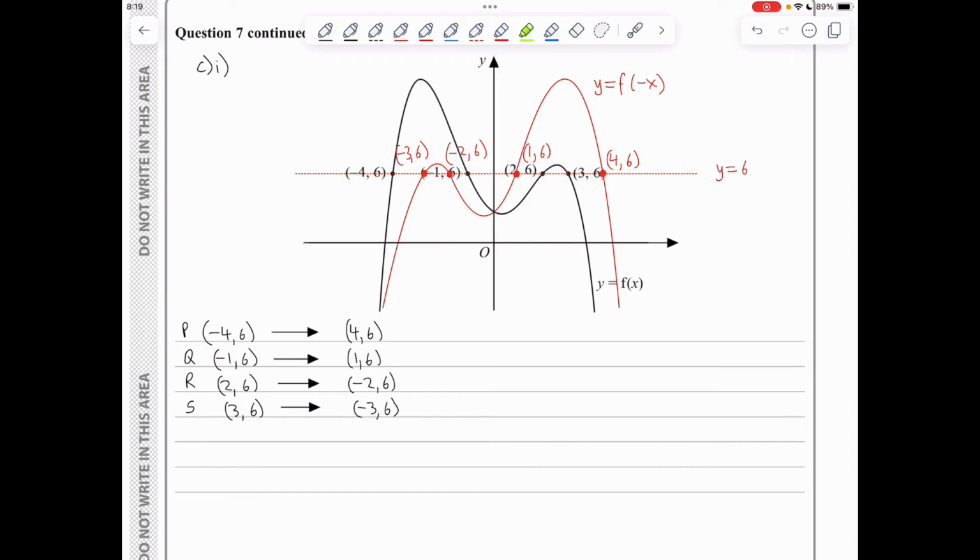So I'm going to highlight the small part here, and we can easily conclude that we want x to be between -3 and -2, and this is inclusive because we want f of negative x to be greater than or equal to 6. It's an inclusive inequality, so we include the two endpoints of -3 and -2.